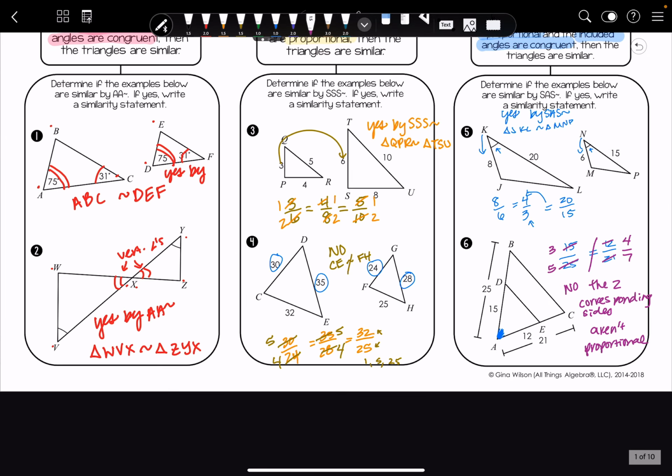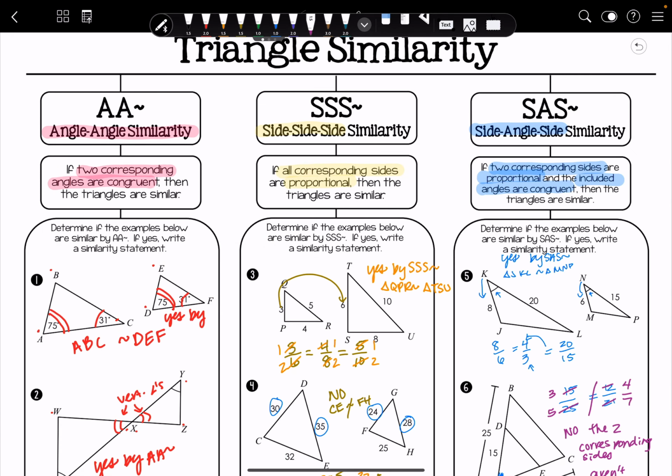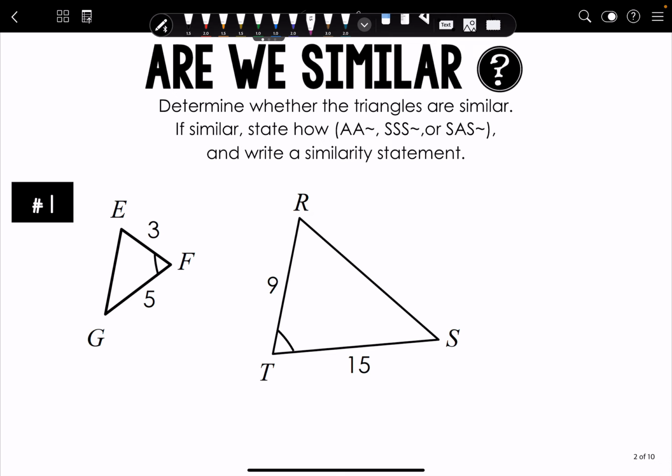All right, so those are the 3 different types of ways that you can prove that triangles are similar to each other. Now, what we're going to do is go through some different examples, answering those questions and going through them together. All right, so the first one we're going to do together, and you can tell which reason it's going to be, but just in case, we're going to double check.